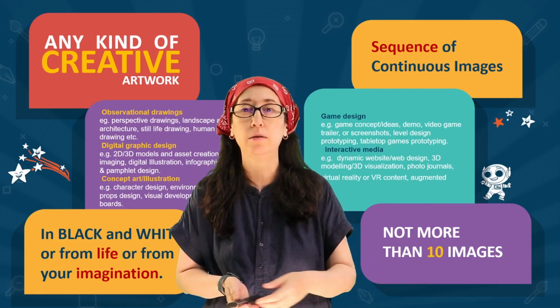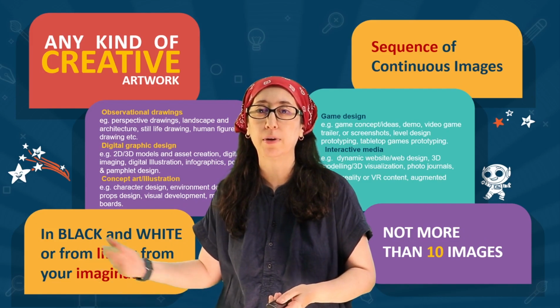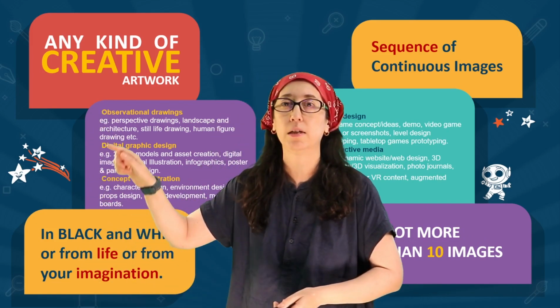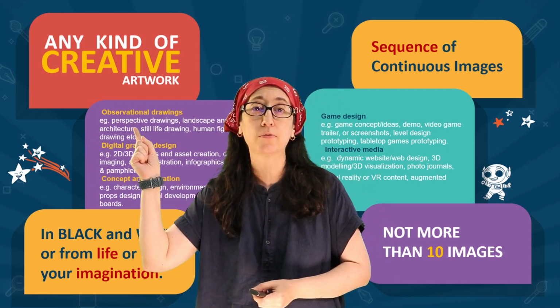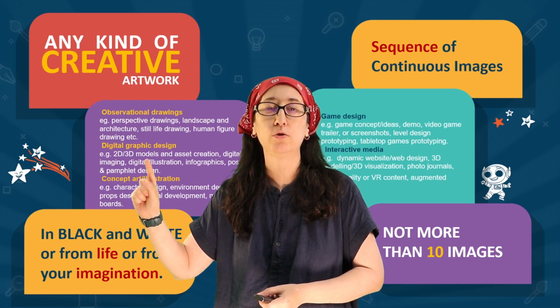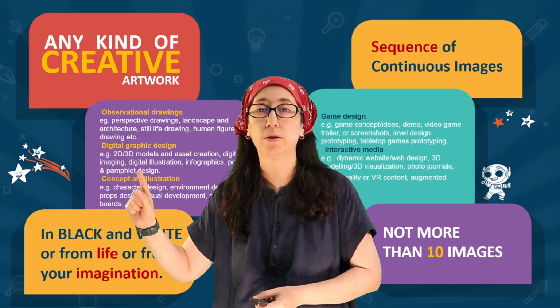Again, 6 to 10 images. Your work could be black and white or in color. And these are the categories, so you will see I'm listing them here. As you can see, observational drawing is number 1. And number 2 is 2D and 3D models, asset creation.